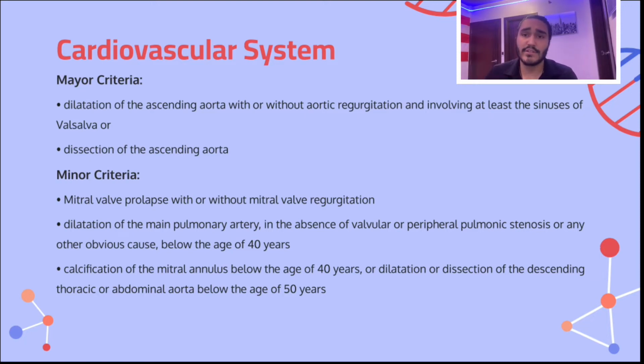Now, the minor criteria are going to be three, which are mitral valve prolapse with or without mitral valve regurgitation, dilation of the main pulmonary artery in the absence of valvular or peripheral pulmonary stenosis or any of the obvious causes below the age of 40. And the third one is calcification of the mitral annulus below the age of 40, or dilation of or dissection of the descending thoracic or abdominal aorta below the age of 50.